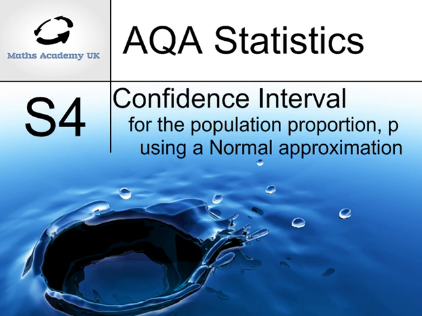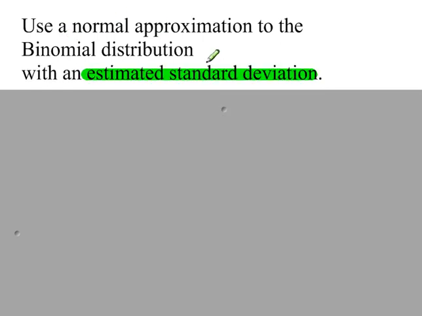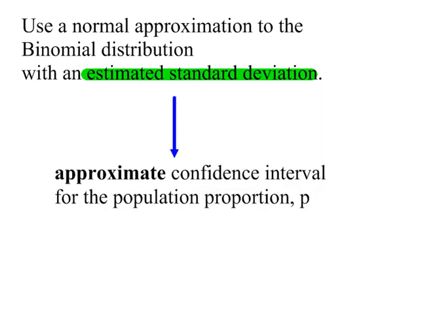Working out a confidence interval for the population proportion P using a normal approximation. We will use a normal approximation to the binomial distribution with an estimated standard deviation. Because we're estimating the standard deviation, what we're calculating is an approximate confidence interval and not an exact confidence interval.